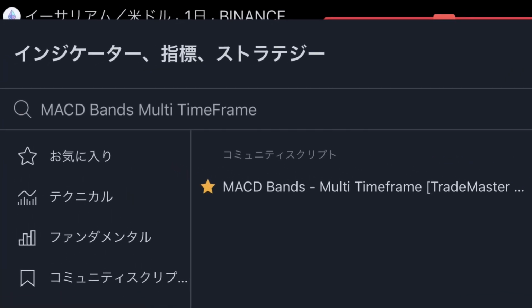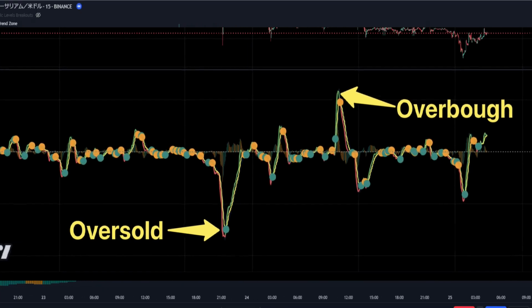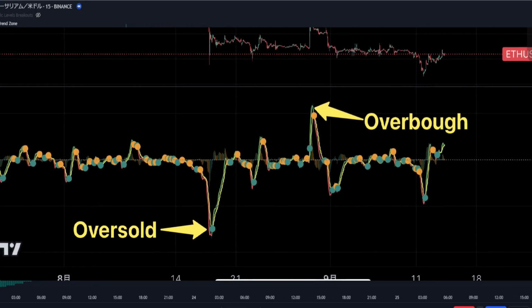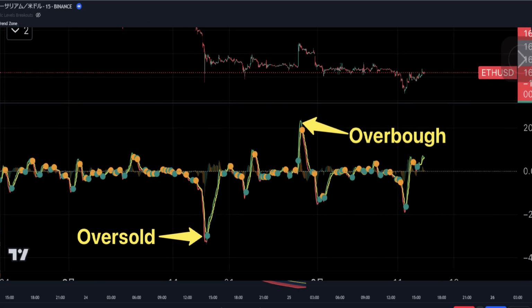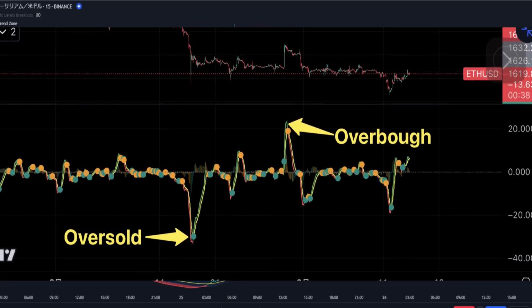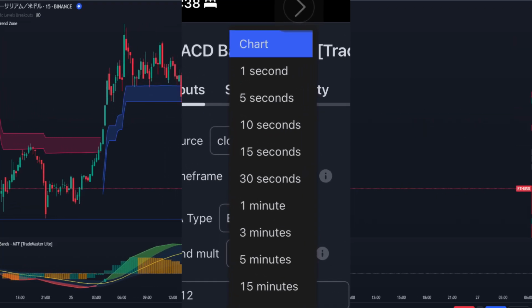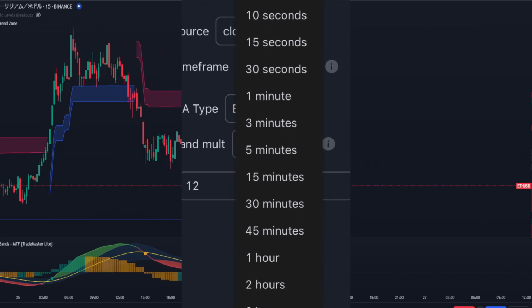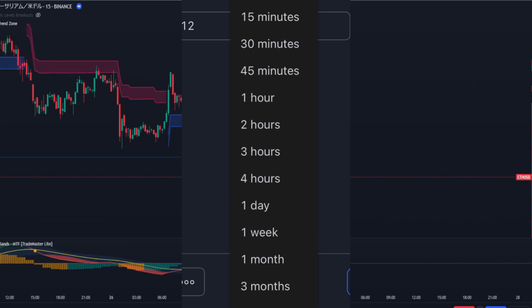MACD bands multi-timeframe. Access the indicators and search for MACD bands multi-timeframe. Then select it. MACD is a classic indicator used for following trends, utilizing moving averages to identify changes in momentum. It is useful for identifying changes in trend, overbought and oversold conditions, and trend reversals. Since this indicator is multi-timeframe, it is more effective than the regular MACD. Let's take a look at how the multi-timeframe feature works.